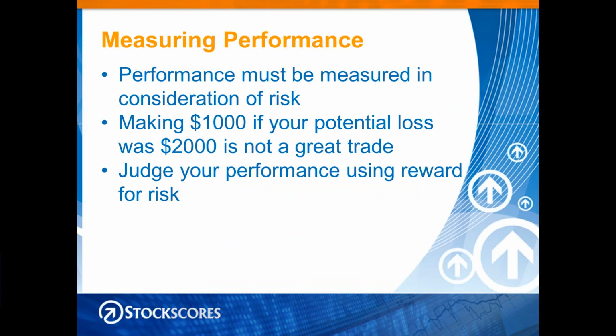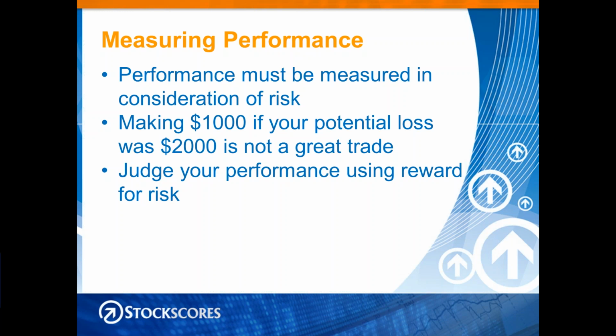Okay, so if you risk $1,000 and make $2,000, you've made a 2-to-1 risk reward. If, however, you make $1,000 on a trade, but your potential loss was $2,000, then you haven't really made a great trade, because the risk was much greater than the reward. So we want to judge our performance using this concept of reward for risk.